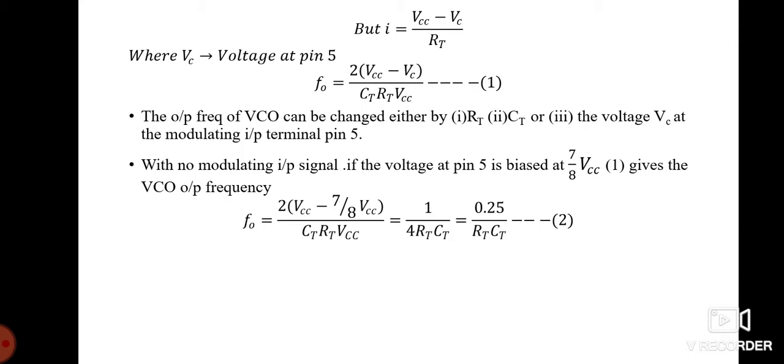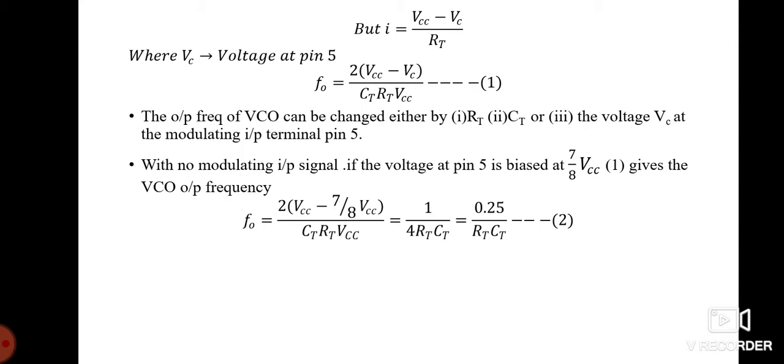Here, F naught depends upon the values of Ct, RT and Vc. Therefore, the output frequency of the VCO can be changed either by RT, Ct or the voltage Vc at the modulating input terminal, that is pin 5. The voltage Vc can be varied by connecting an R1 and R2 circuit as in figure 6. Also, the components RT and CT are first selected so that the VCO output frequency lies in the center of the operating frequency range.